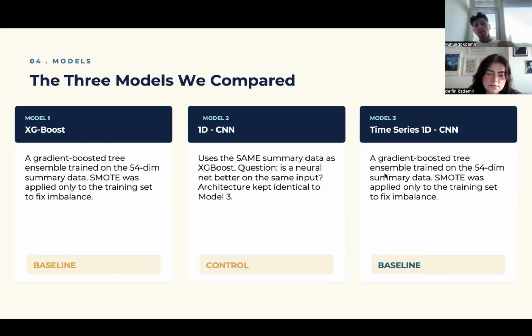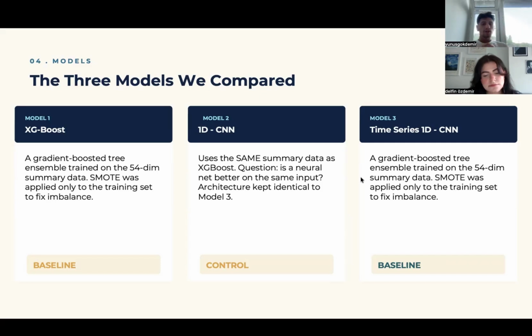To fix that, we used a technique called SMOTE, which generates synthetic samples for the smaller classes, but this is important for fairness. We applied SMOTE only to the training set and never the test set. If synthetic data leaked into the test set, the model would be evaluated partly on fake data it helped to create, which would inflate the score artificially. That is what they call data leakage, and avoiding it is essential.